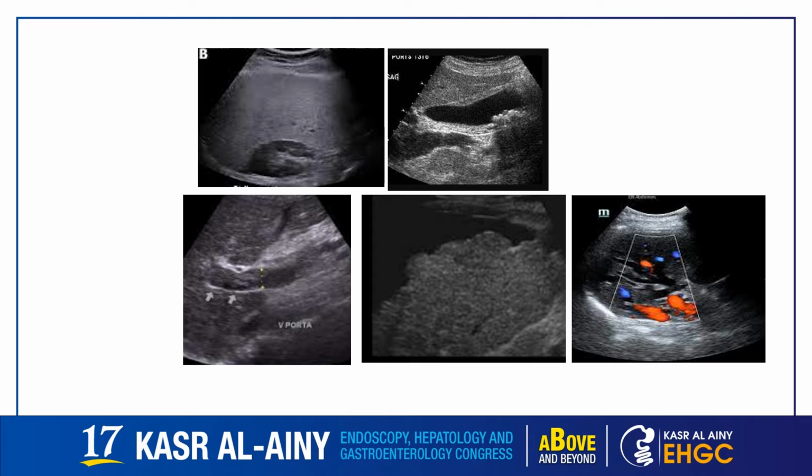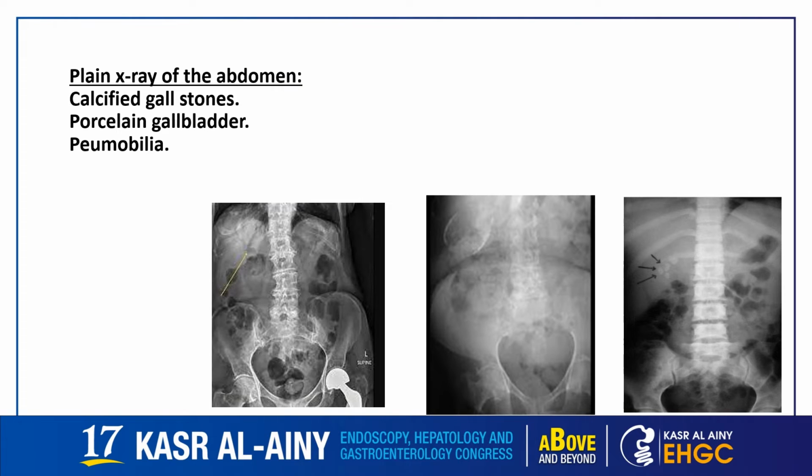Ultrasonographic images from right to left show fatty liver, calcular gallbladder, portal vein thrombosis, liver cirrhosis and ascites, biliary obstruction, and biliary radical dilatation. Plain X-ray of the abdomen is used for diagnosis of calcified lesions, as shown in these images from right to left: pneumobilia, air along the biliary tree, porcelain gallbladder in the second image, and third, multiple gallstones.